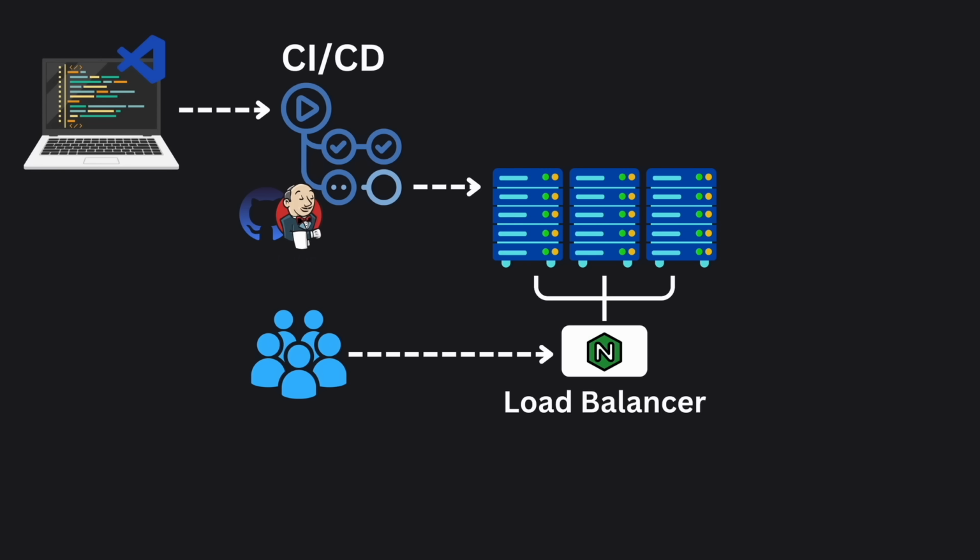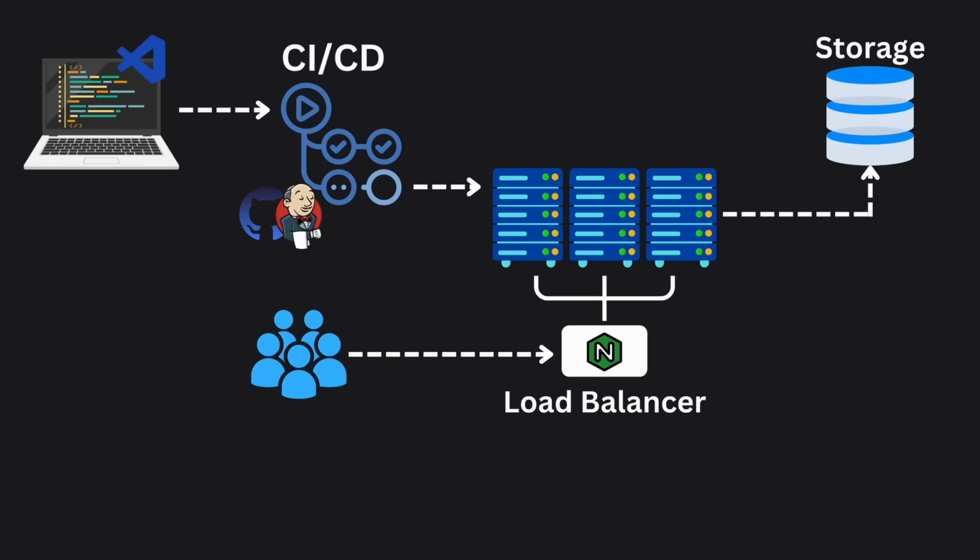They ensure that the user requests are evenly distributed across multiple servers, maintaining a smooth user experience even during traffic spikes. Our server is also going to need to store data. For that, we also have an external storage server that is not running on the same production server. Instead, it's connected over a network.